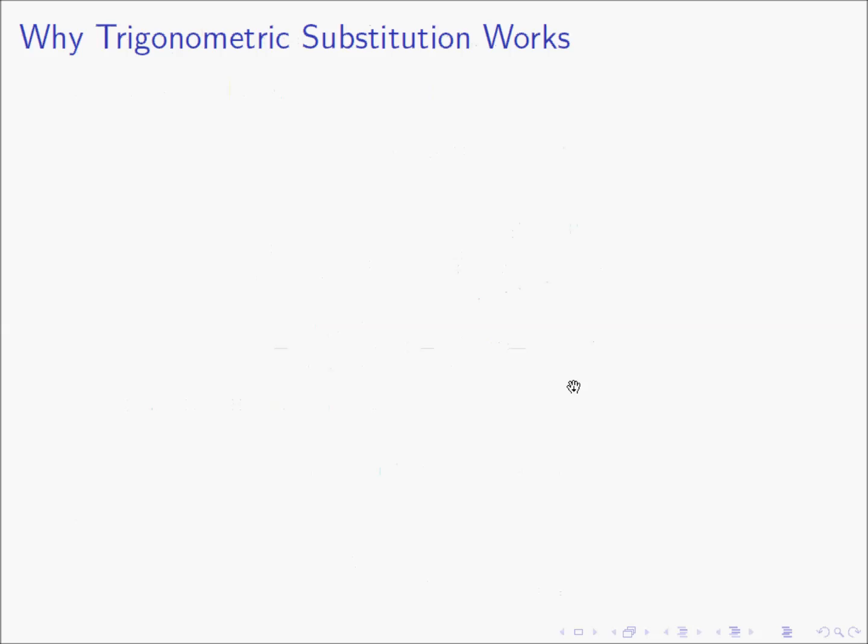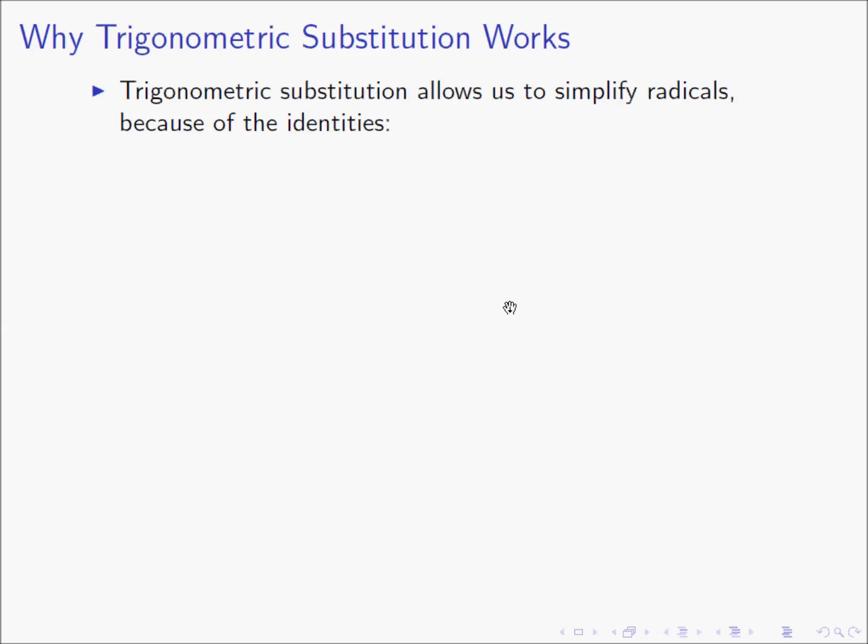So let's talk about why this technique works. Trigonometric substitution allows you to simplify radicals. There are some cases where you can apply this technique when there are no radicals in the expression, but normally there are radicals. And the idea is that these identities allow you to transform sums or differences into some trigonometric function squared. So if you have the square root of this, and you replace this with this, you get the square root of something squared.